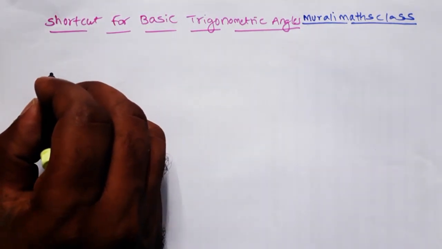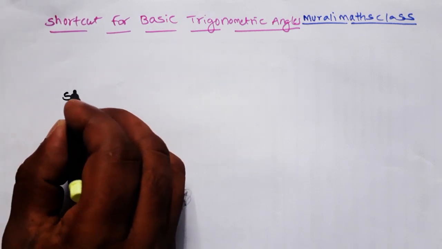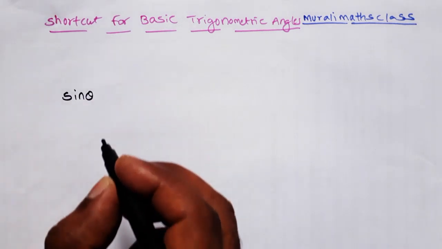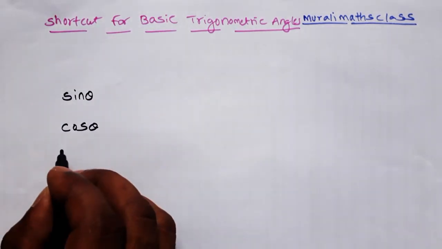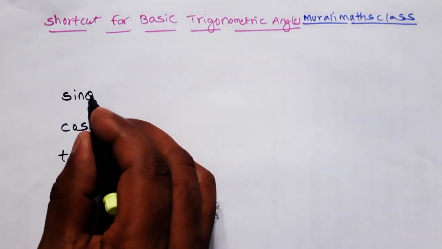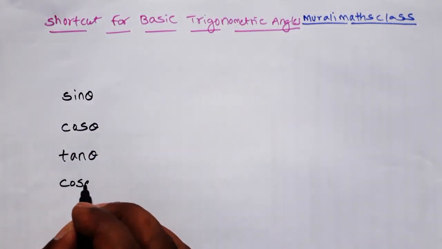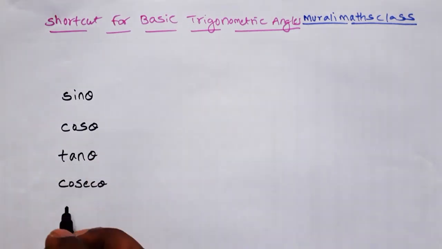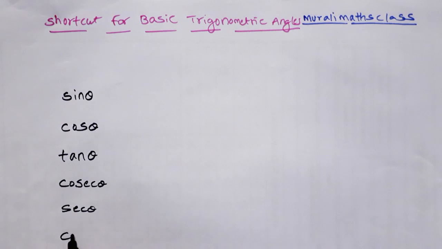Trigonometric ratios we have: sine. Here I will write sine theta. Next cos theta. Next tan theta. Next we will write the reciprocals. Sine reciprocal, cosecant theta. Cos reciprocal, secant theta. Tan reciprocal, cot theta. So these are the 6 trigonometric ratios we have. Okay.